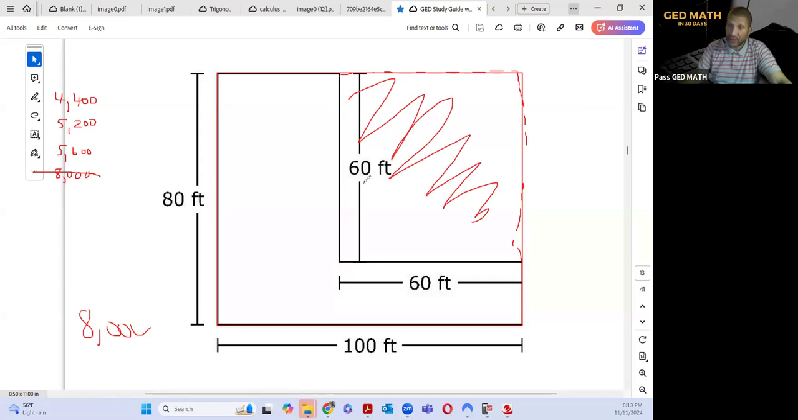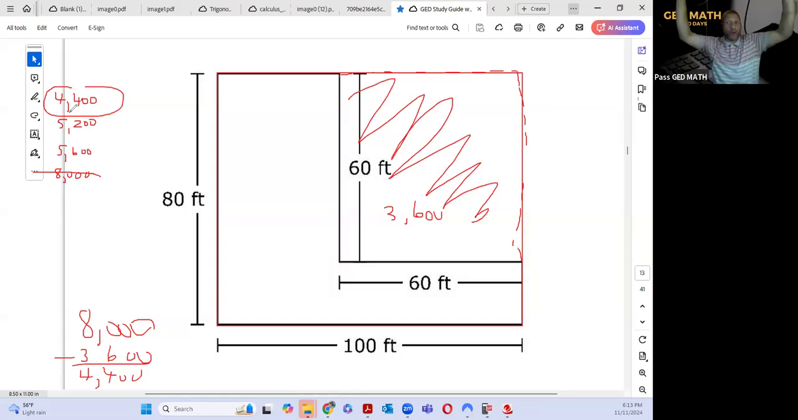So I look at the size of this piece, 60 by 60. That's 3,600. If I subtract that from 8,000, I get 4,400. My answer is A. That's the easy way to do it, to notice that I've got one big shape that's missing a smaller shape. So I take the area of the bigger shape and subtract the smaller shape, and I got my answer.